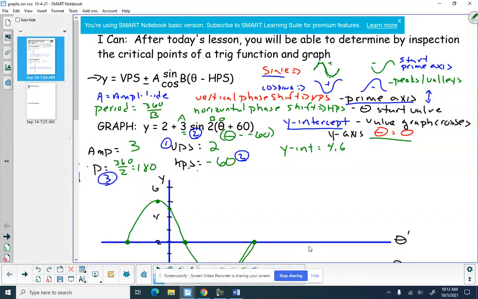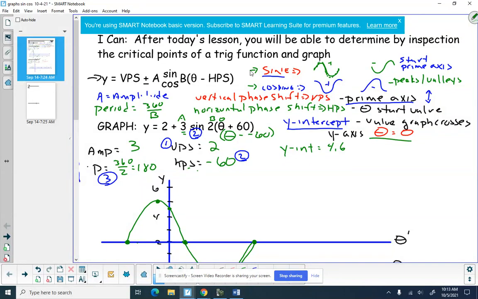Just going over what we talked about yesterday: when we have a sine curve, we start on the prime axis. With a cosine curve, we start at peaks and valleys. We have a vertical phase shift and a horizontal phase shift. The vertical phase shift is the constant out front. The horizontal phase shift is a value that's being subtracted. Amplitude is the value out in front of the sine and cosine. The period is calculated by 360 divided by b.